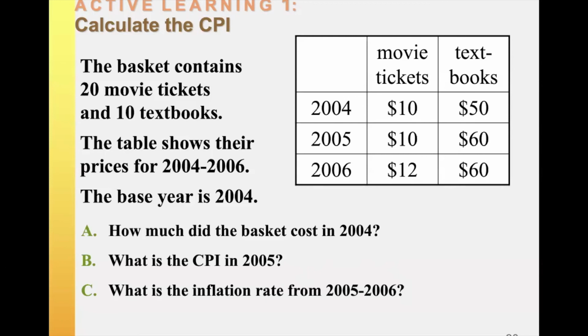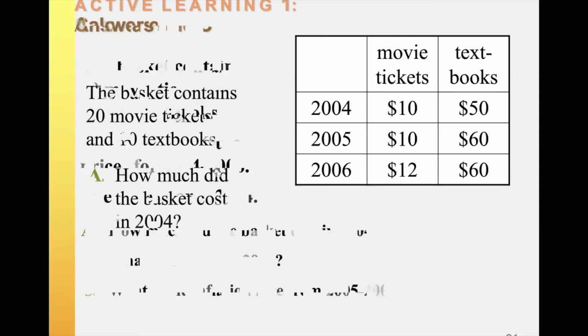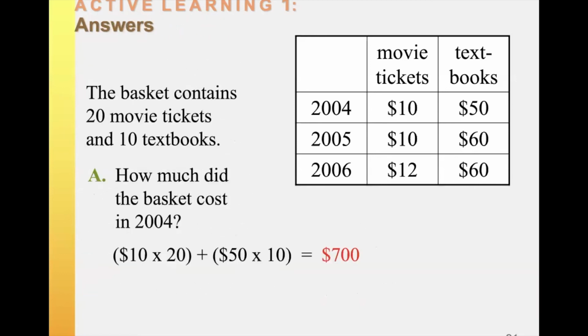If you did not see the answer: how much did the basket cost in 2004? What we have to do is multiply the price and the quantity, right? So we get 10 multiplied by 20 movie tickets, and the price of the books, 50, multiplied by the quantity 10. So we get the basket cost of 700. Okay.